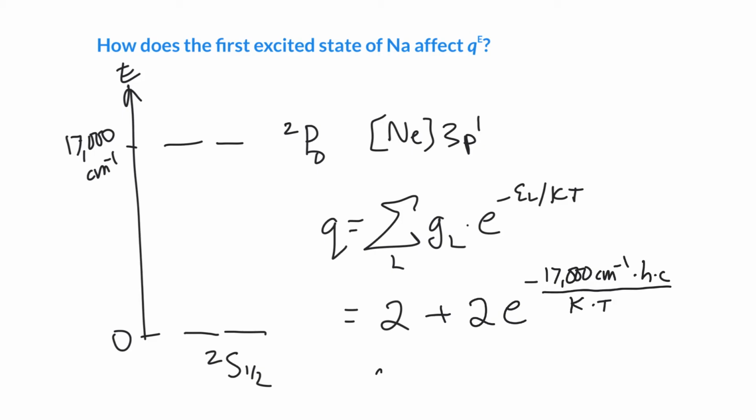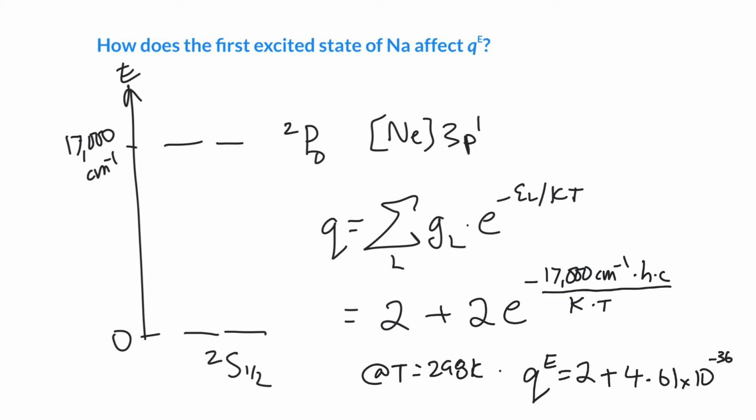And if we pick T equals 298 Kelvin, then what we find is that our electronic partition function is 2. And the second term here is 4.61, which sounds pretty good. But when you get to the next part, right, it is times 10 to the minus 36. So essentially, our electronic partition function, right, is 2.000000000, and actually you have 35 zeros in a row, and then you get to a 4. I guess a 6 and a 1.